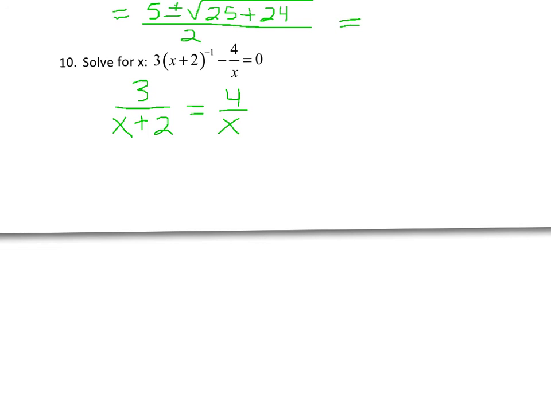Now, this is a pretty easy problem to solve. We just need to solve by cross multiplying. So we get 3x equals 4x plus 8. Let's subtract the 4x over. So we have negative x equals 8. So our final answer is x equals negative 8.